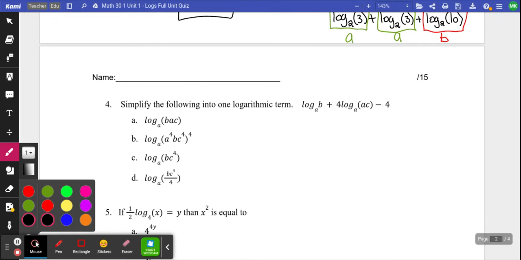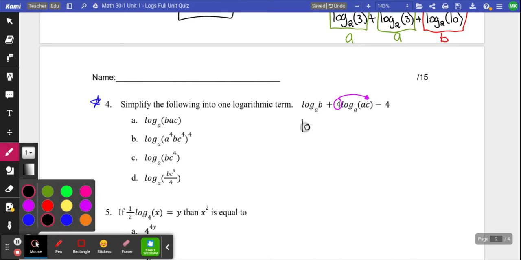Number 4, simplify the following into one logarithm term. All right, this one, when I looked at this test and I was putting it together, I think this one's the hardest one. It's the trickiest, I think. So we're going to simplify it into one log term. That means we're going to use log laws to combine things. Before you can combine logs, you have to get rid of coefficients, right? So I suspect that most people's initial attack on this thing would be to move this coefficient to the exponent, which is the right move.